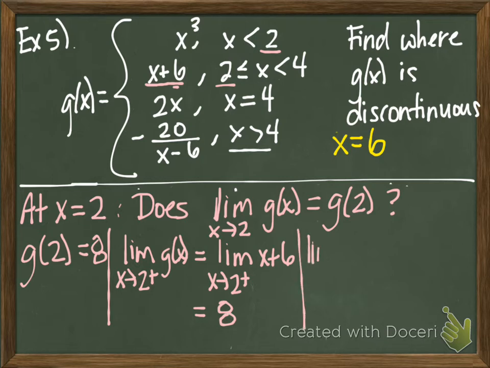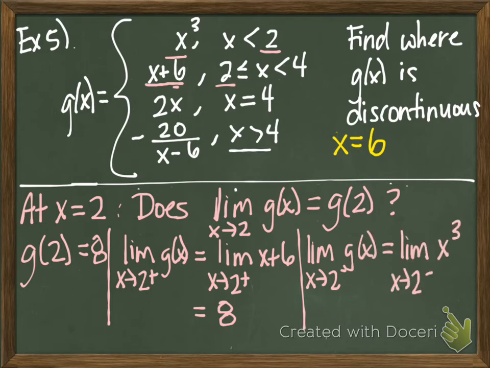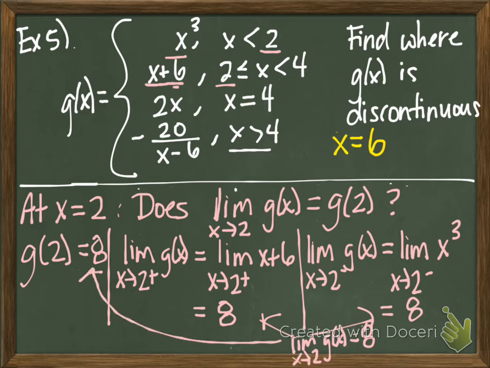And finally, we need to check from the left. From the left, those are going to be values that are less than 2. So that's going to put us under the top function, the x cubed function. When we evaluate that limit, we can just do it by direct substitution. We also get 8. Since the limit from the left and the right are the same, the overall limit as x approaches 2 of g of x is equal to 8. And that is the exact same as the value of the function at 2. So the function is continuous when x is 2. I don't have a discontinuity there.